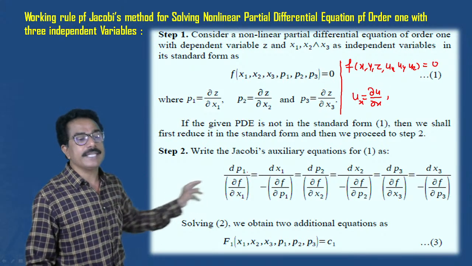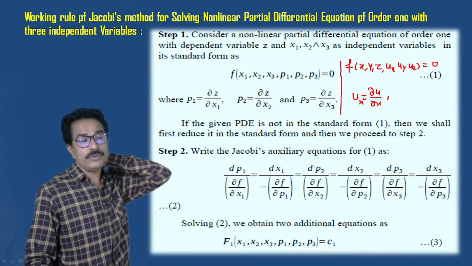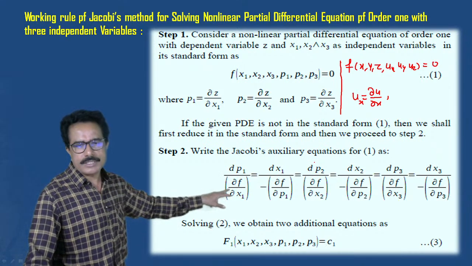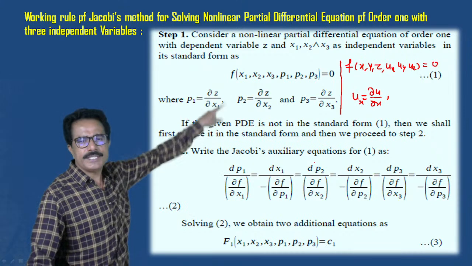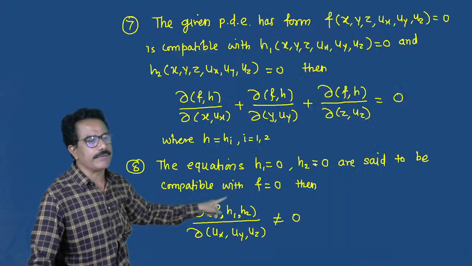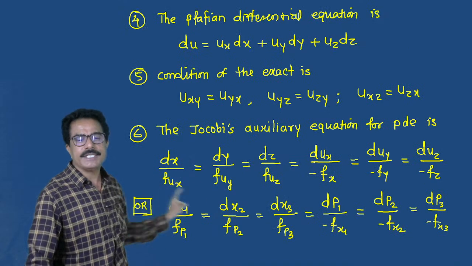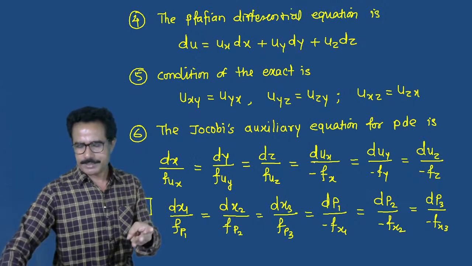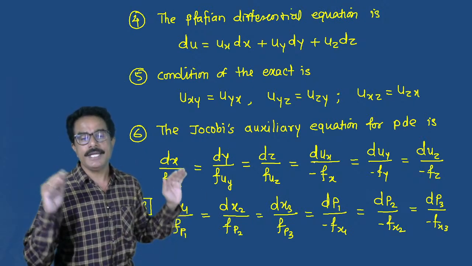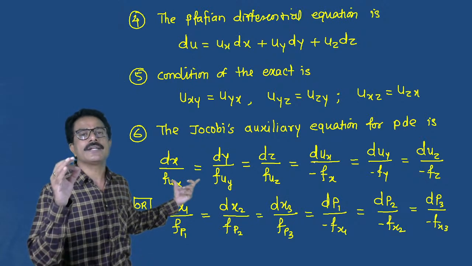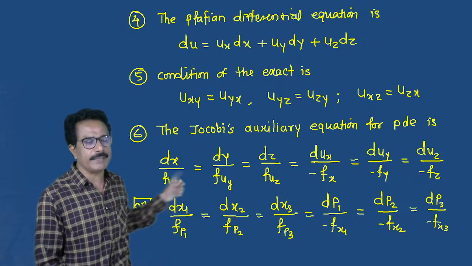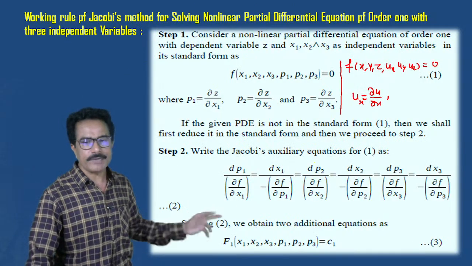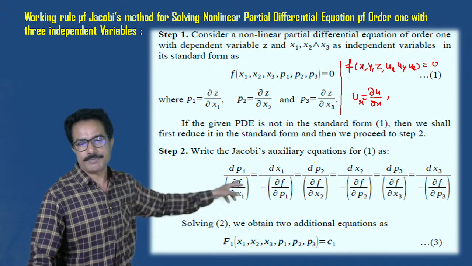In the second step, write the Jacobi's auxiliary equation. Already you know that this is the Jacobi's auxiliary equation, or we can write this Jacobi equation for this type of function. If there are 3 independent variables x, y, z, then in this form we can solve easily. So for 3 independent variables, you can write this Jacobi equation. If there are more than 3 independent variables, then you can generalize this.